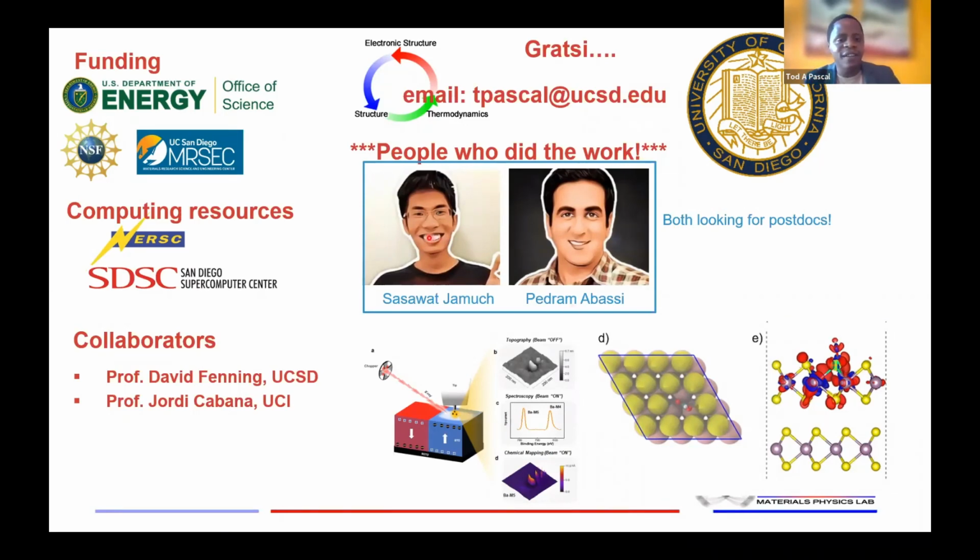The students who did all of this: Saswat did the first bit looking at the CO2 reduction reaction on MoS2, and Pedram again did all of the work looking at resonant catalysis. This is my email, this is funding and our collaborators.